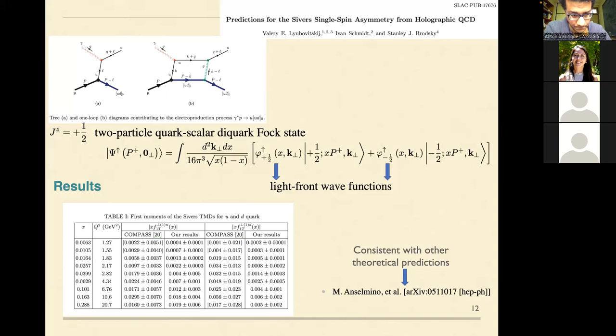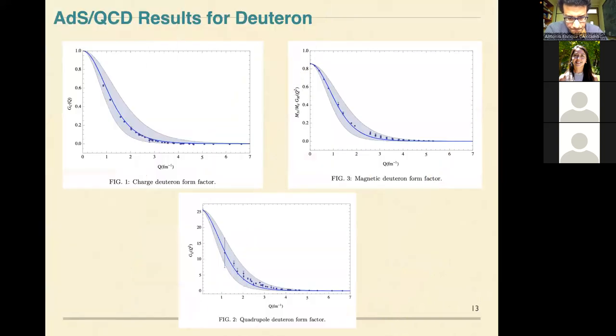And we use light-front wave functions that come from AdS/QCD. AdS/QCD, as you probably know, is a very useful tool for having light-front wave functions for different Fock states. It's an amazing thing. Just one point: these results are very consistent with results coming from other people, so that's very important to mention. AdS/QCD, this is a sort of parenthesis here I want to mention, so it's important to say something about AdS/QCD.